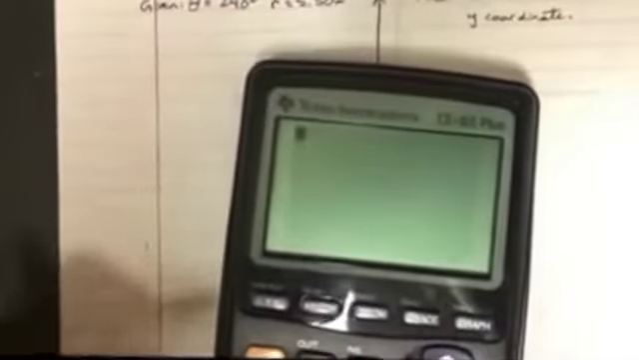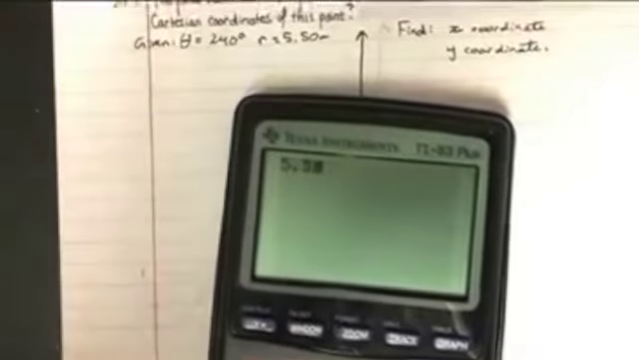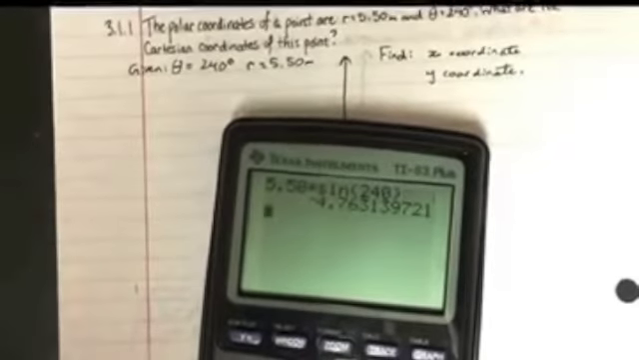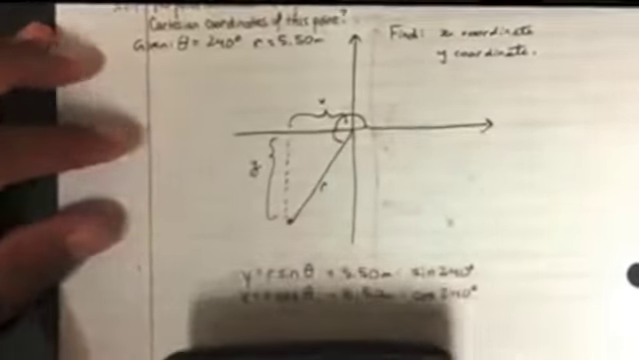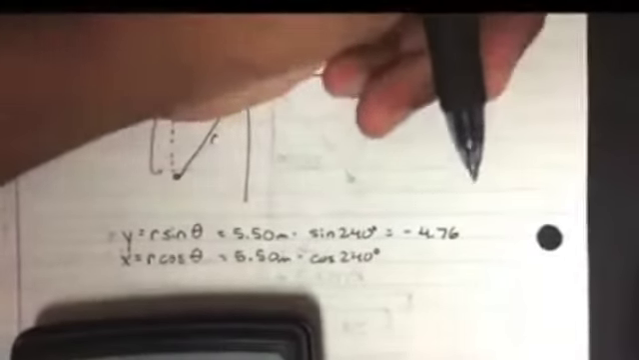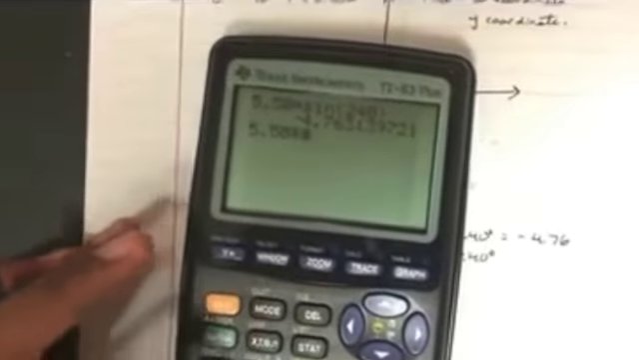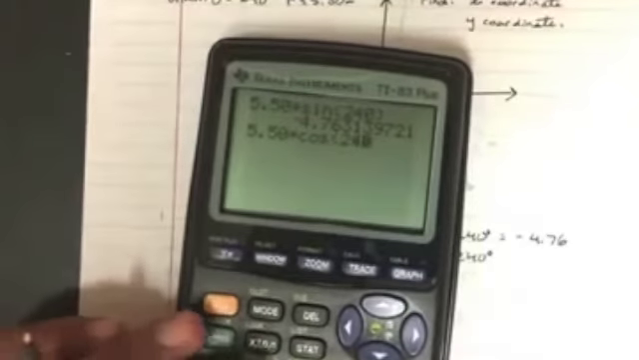Alright, so first we'll do the y: 5.50 times sine of 240. That gives us negative 4.76. So we're going to put in negative 4.76 as our y coordinate. Now we go to the x, which is 5.50 times the cosine of 240. That gives us negative 2.75.